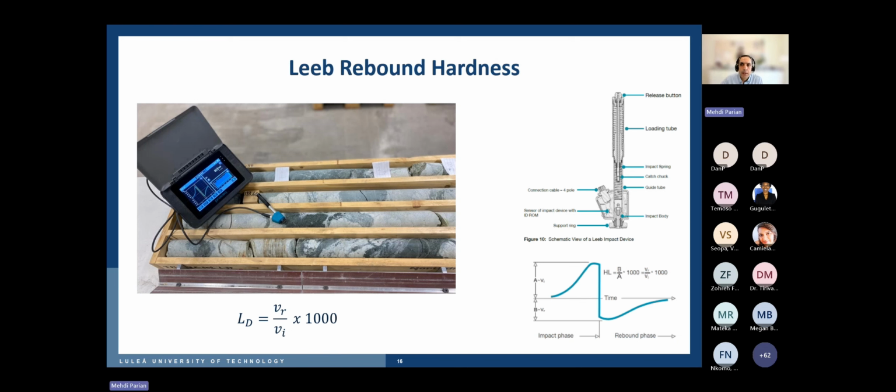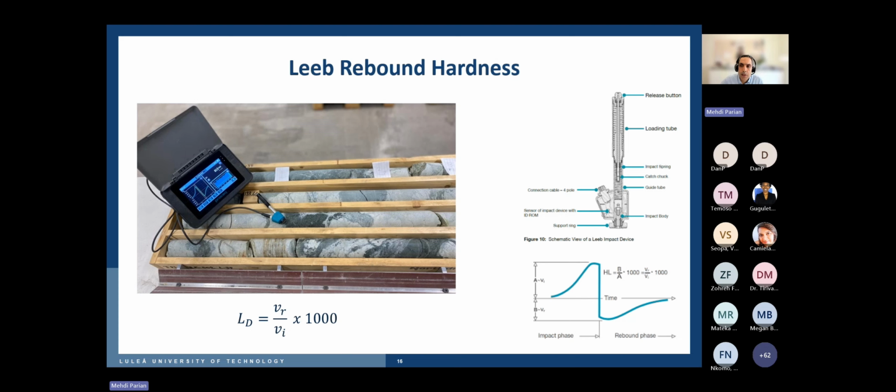A little about how the Leeb hardness tester works. It consists of a spring-loaded impact body. If I could show here, it consists of an impact body with a permanent magnet inside. The impact body is launched by the spring energy that we have on the top against the sample surface, then rebounds back. The permanent magnet inside the impact body induces a voltage while it passes through the coil. And when the impact body rebounds, as it goes back through the coil, it induces another voltage.